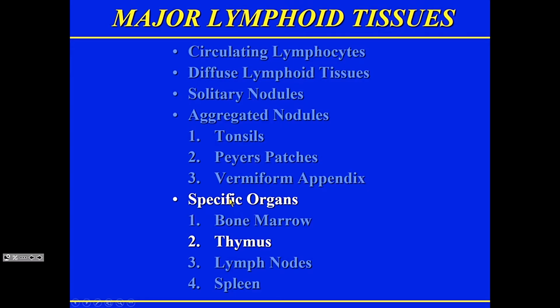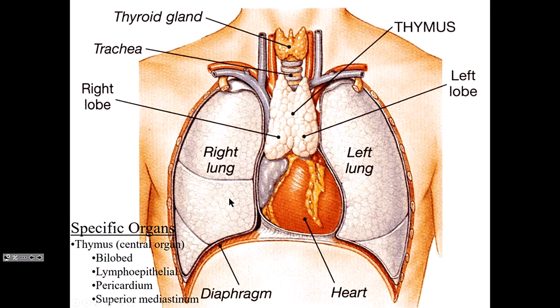Then the thymus, remember the thymus is the location where T cells mature. So here is our bilobed thymus and its location in the chest area.